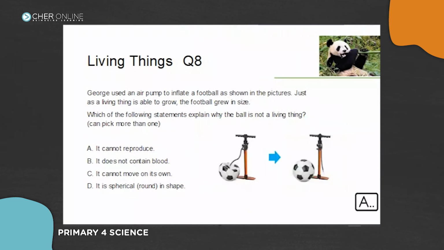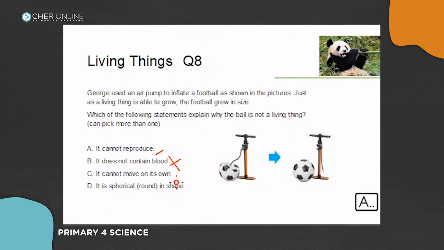Question 8. Question 8 has two answers. George used an air pump to inflate a football as shown in the picture. Just as the living things are able to grow, the football is able to grow. See? But football is not a living thing. Why? Okay? Yes, it cannot reproduce. It does not contain blood. No. That's not one of the 6 criteria for living things. So this is not the answer.